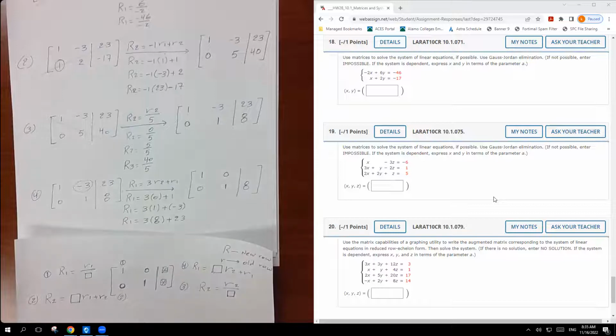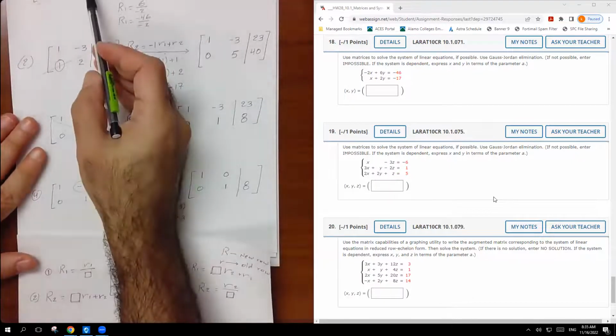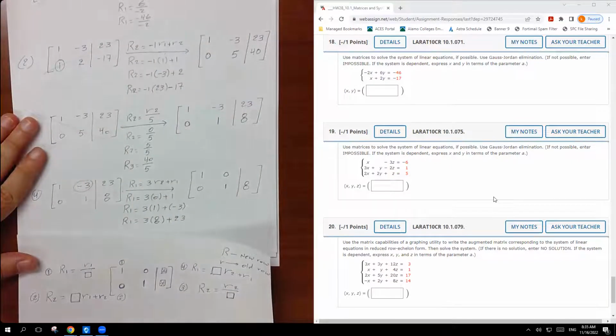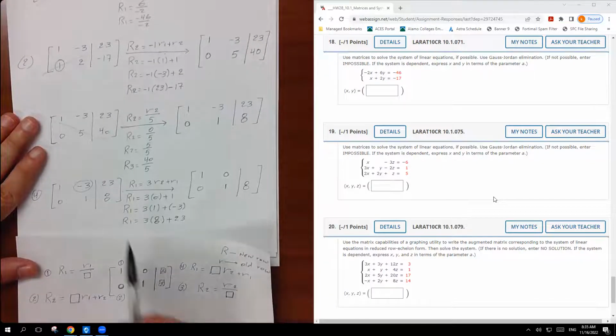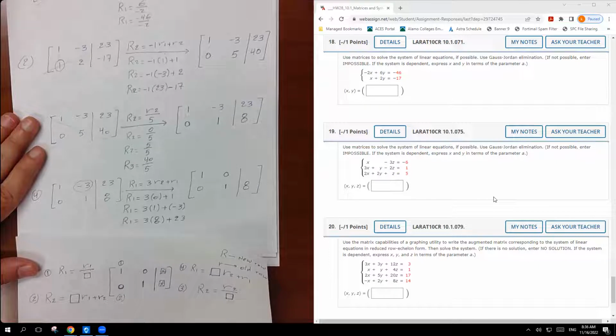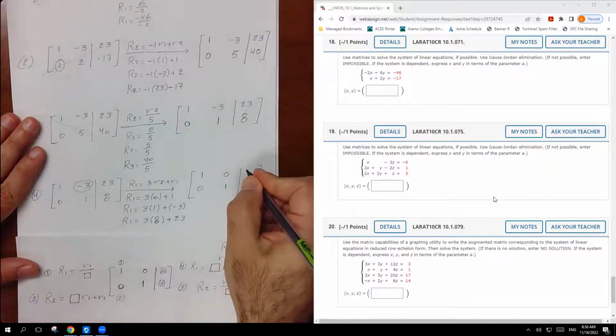Did we do something wrong? Yeah, no, because this is negative, it became positive. That's right. So 3 times 8 is going to be 24, plus 23 is going to be 47. That means here is going to be 47.